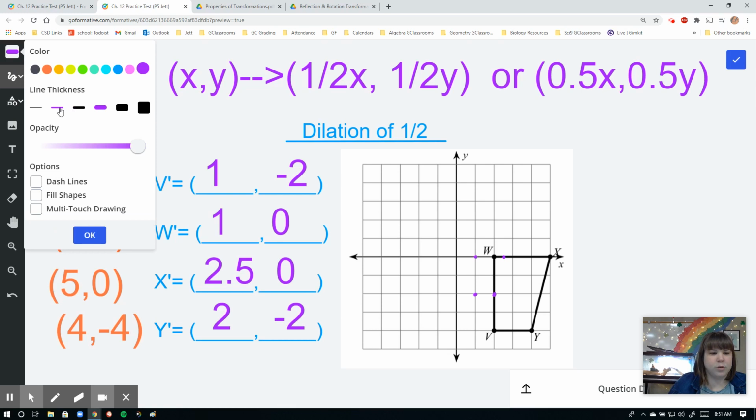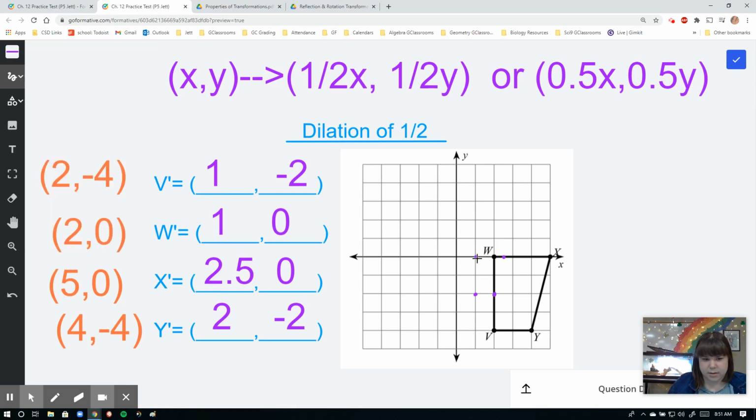I'm going to go ahead and label my points. So this one was v prime. This, whoops, 1, 0 is going to be w prime. Did I get that right? Oops, this one's w prime. That's why. W prime. This one's v prime. This is going to be our x prime, and this is going to be our y prime.